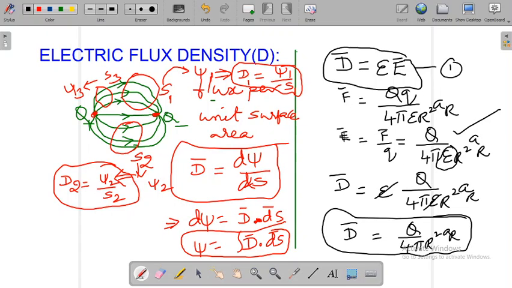Substituting this E in the relationship between D and E, we get D bar equals Q by 4 pi r square a r. This D is known as the displacement vector, electric flux density, or else it is also called displacement.